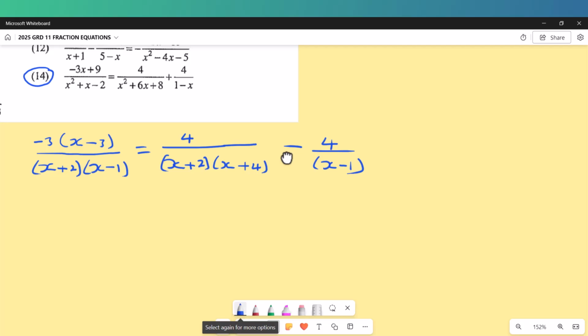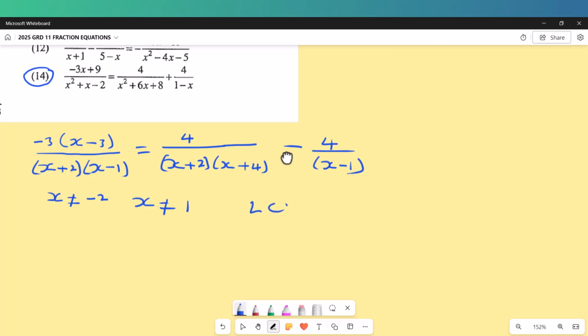From here, x cannot be equal to negative 2, because if it is negative 2, it's not allowed. And x will not be equal to 1, because if it is 1, it's going to give us 0, and that's not allowed. Okay, so now what's our LCD going to be?